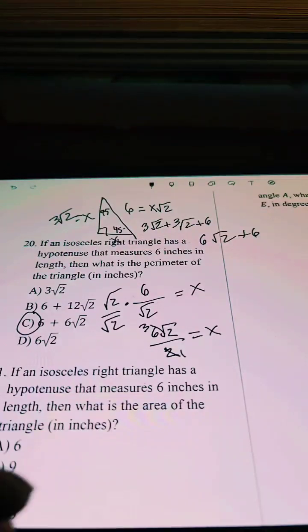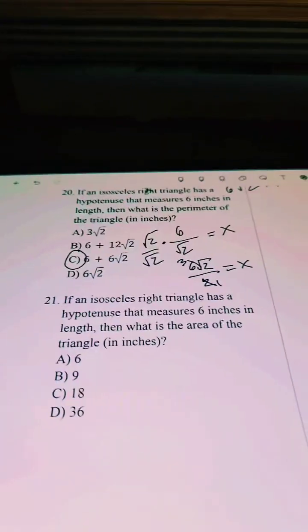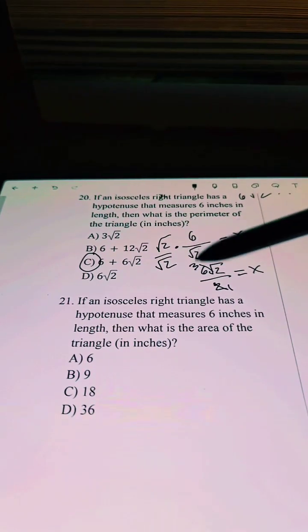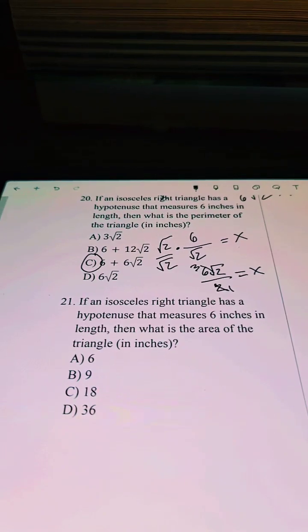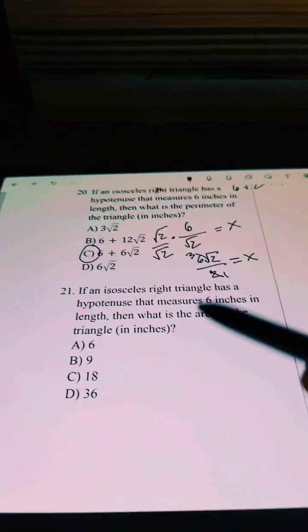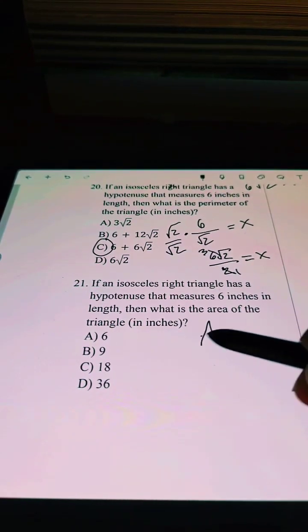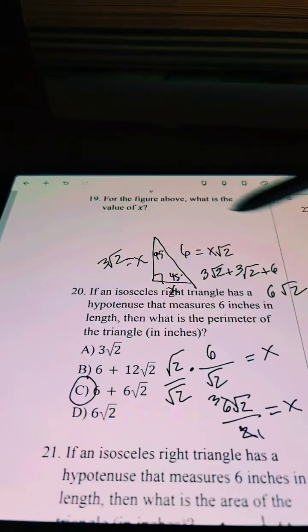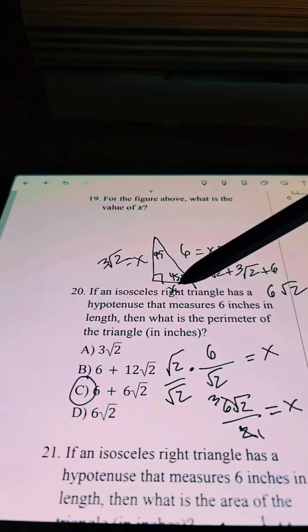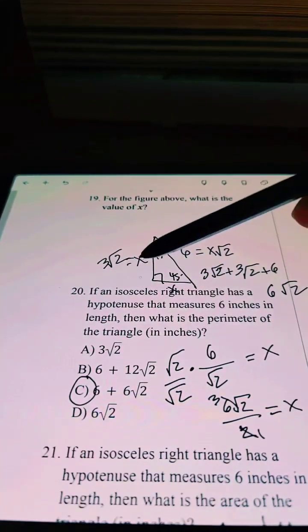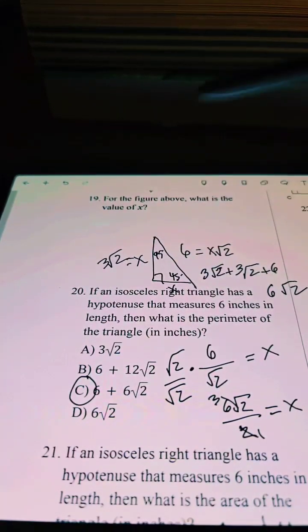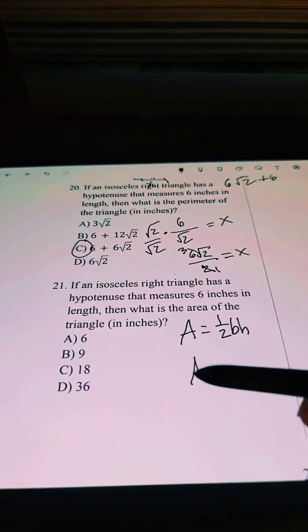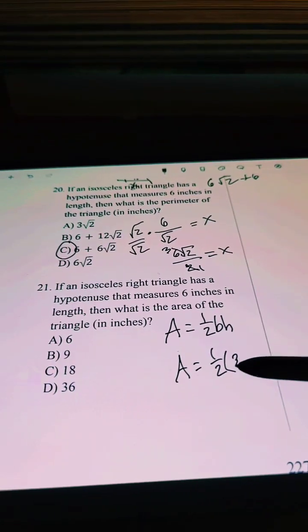And let's go to number 21. Okay, so it's the same situation, but now finding the area. Area is equal to half of base times height. Now, remember, base and height are the ones that make the right angle with each other. So that means my base is 3 root 2, and my height is also 3 root 2. So it's just 3 root 2 times 3 root 2 times 1/2, or the other way around, doesn't matter.